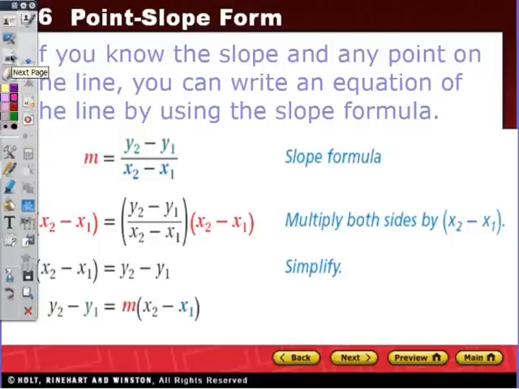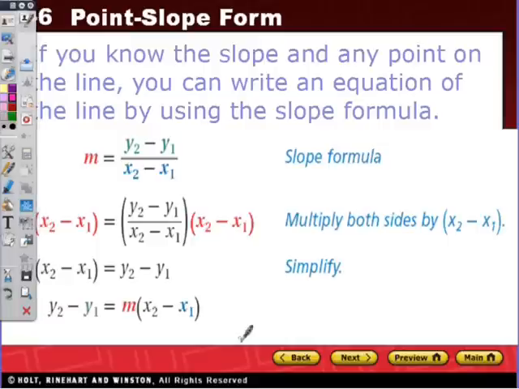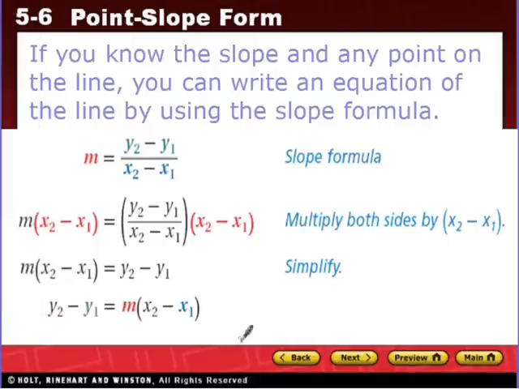Okay, now don't get scared. You don't have to write this down. But I want you to understand where this new point slope form is coming from. And it really comes out of the slope formula. You can see the slope formula right here. Okay? y2 minus y1 over x2 minus x1 equals m.